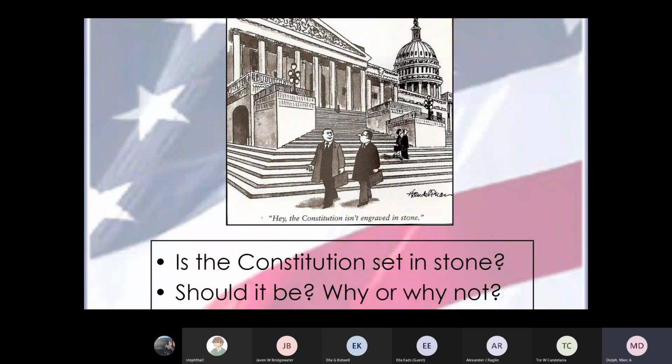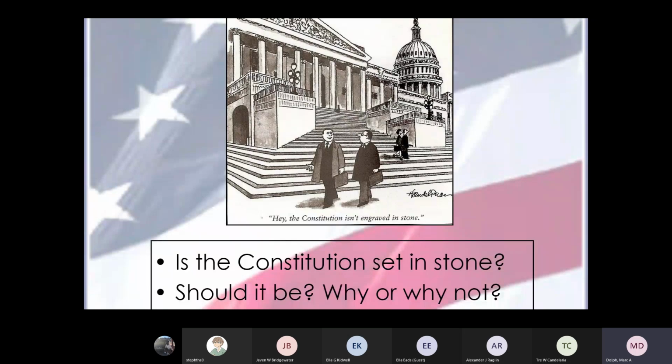Now, what do you guys think? Should it be set in stone? Should changes be allowed to be made or no? You don't think so? Anybody else? Do you think changes yes? Changes no? Changes yes. Changes no to the first 10, yes to things after. Fair? Fair thought process, would you say?